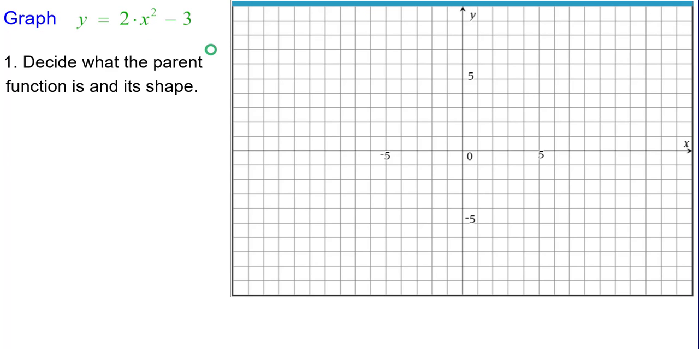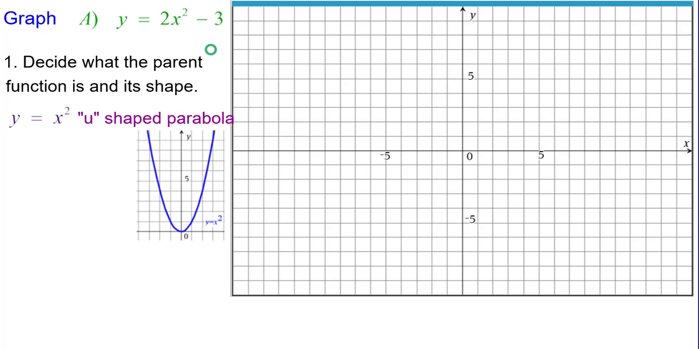So to graph this, first of all, you need to decide what the parent function is and its shape. The parent function is y equals x squared, and its shape is that U-shaped parabola. And I'm hoping you can mentally picture this graph in your head.